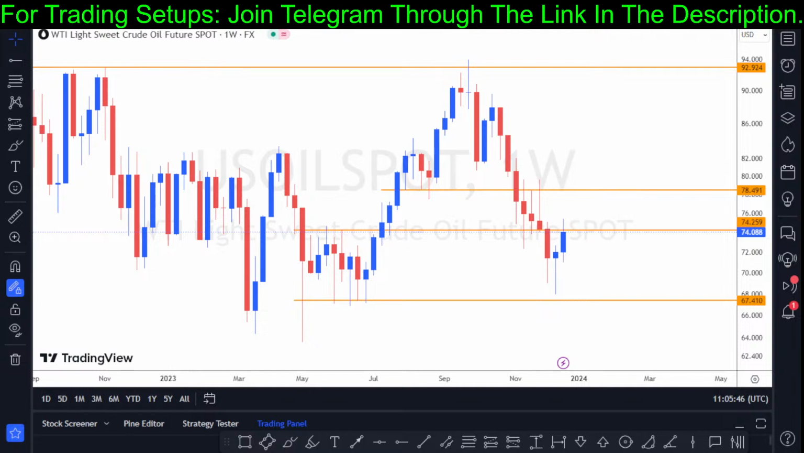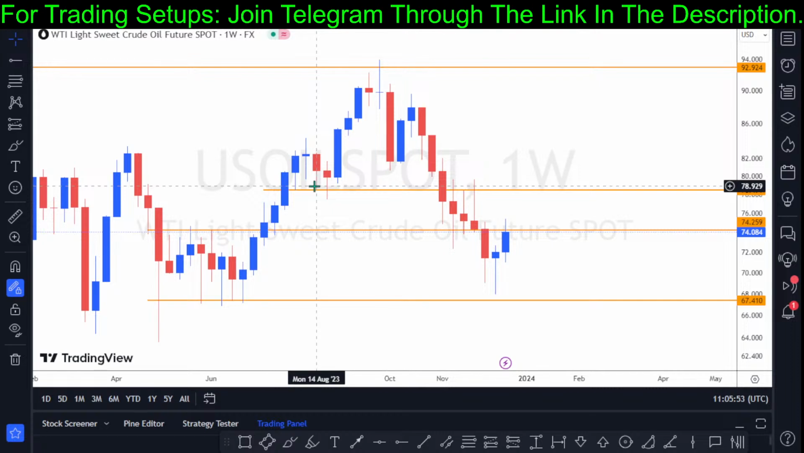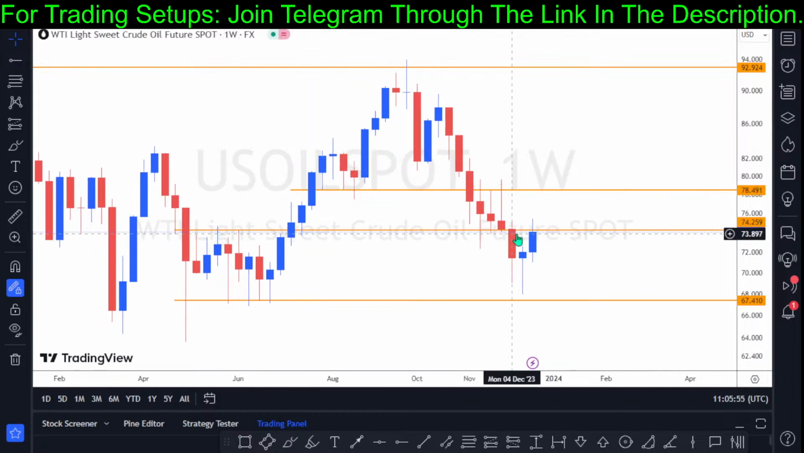So if I'm going to be looking for a long entry based on what we have on this price chart on the weekly chart, you can see we had an imminent, in fact, a close resistance structure at the price of 74.259.